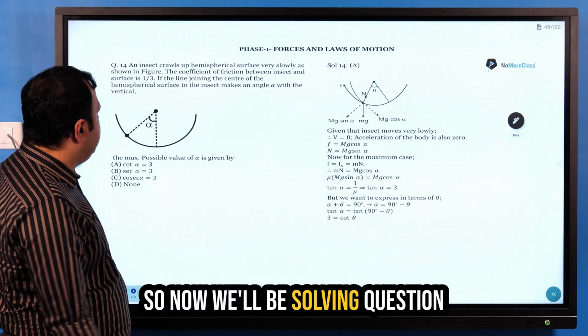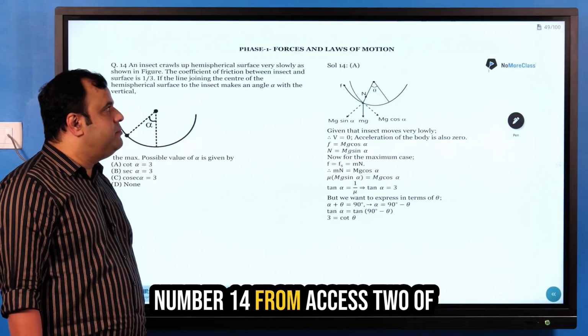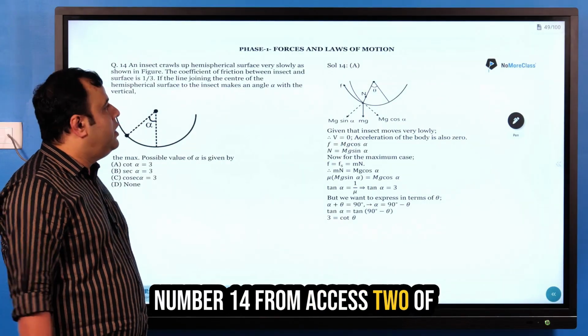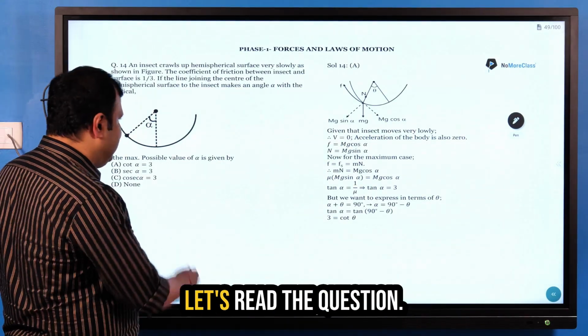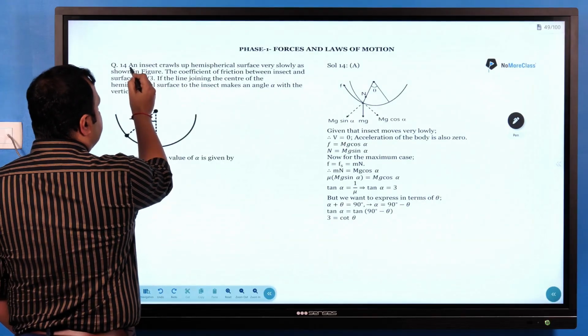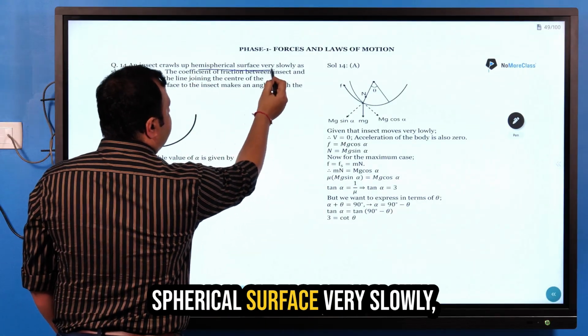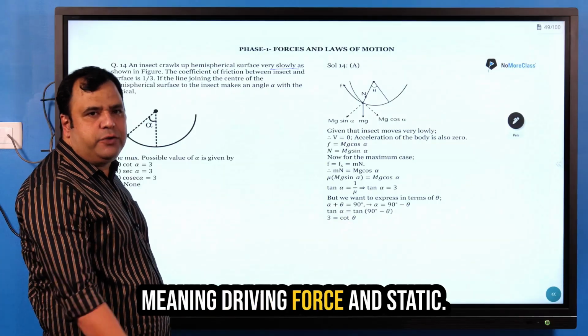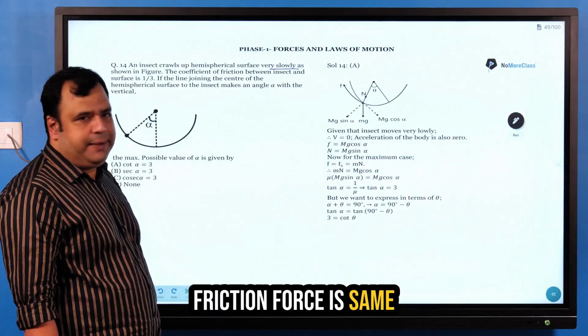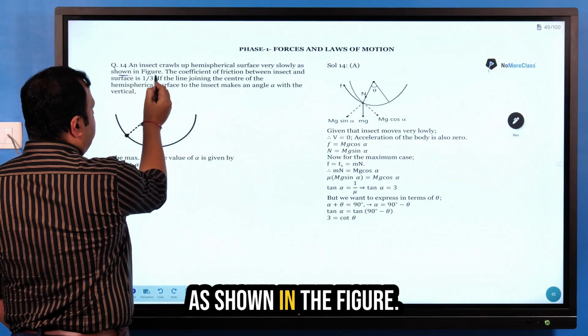So now we'll be solving question number 14 from exercise 2 of chapter Laws of Motion. Let's read the question. An insect crawls up a hemispherical surface very slowly, meaning driving force and static friction force are equal, as shown in the figure. This is the figure.